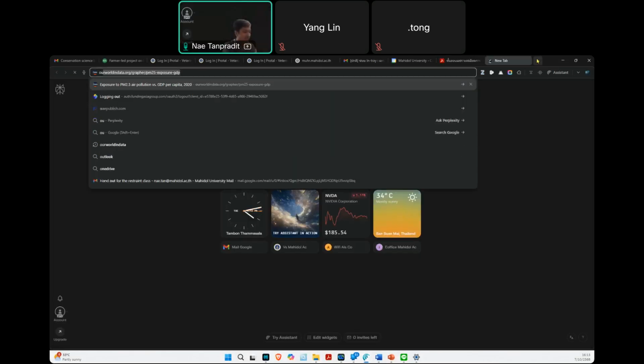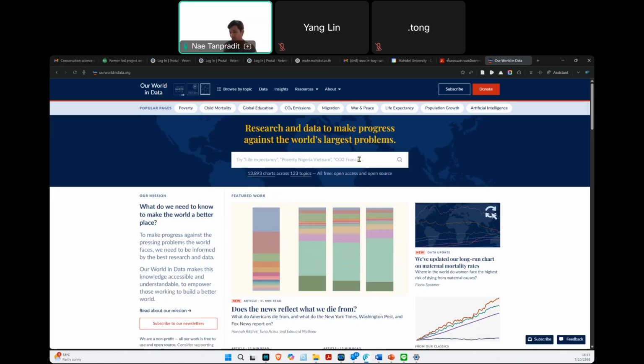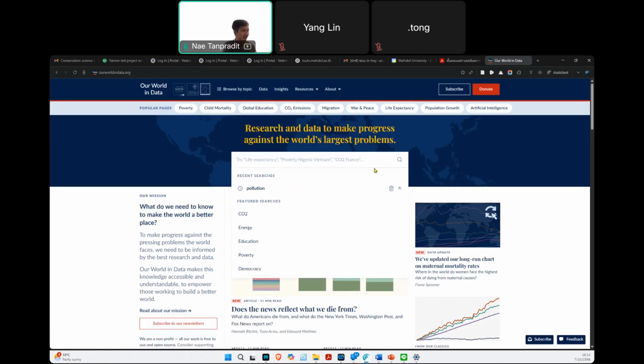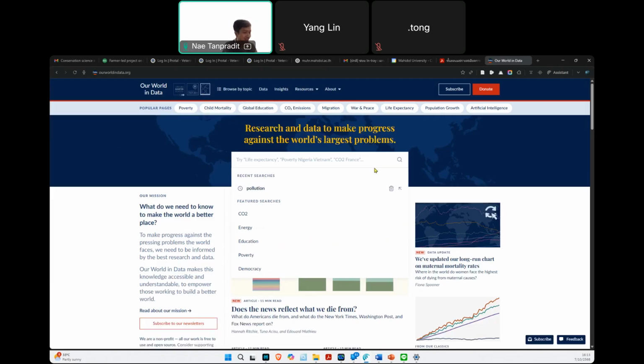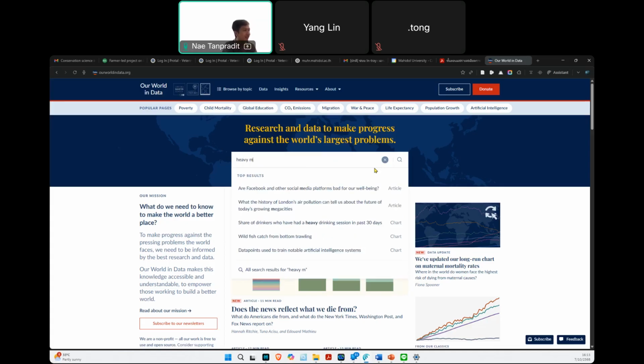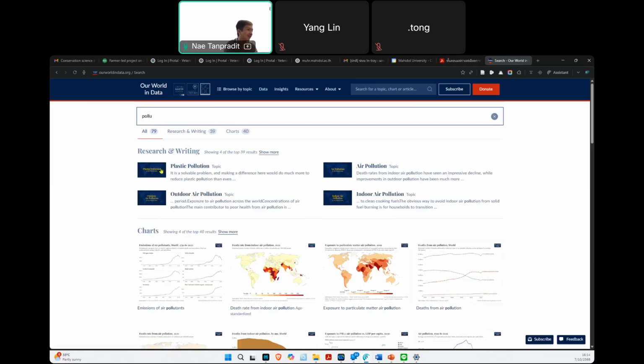Our World in Data. If you want to see data visualized in many effective ways, you can search on this website. Like we are talking about PM, we are talking about radioactive, heavy metal, pollution, plastic pollution, like this.